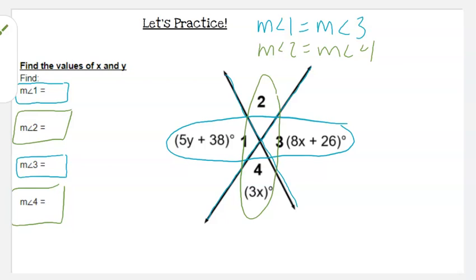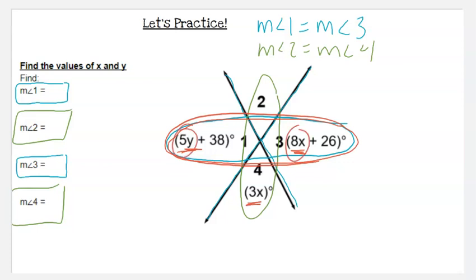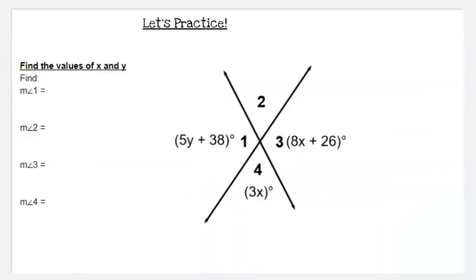Now we have to solve for the variables. If we look at our variables, we have a y here, an x here, and an x here, which means that we can't use this vertical angle congruent same measure to solve for x because there's a y on this side and an x on this side. So what we're going to want to do is look at this pair right here because these guys both have an x, the 3x and an 8x.